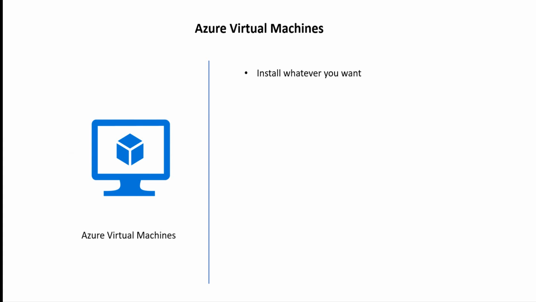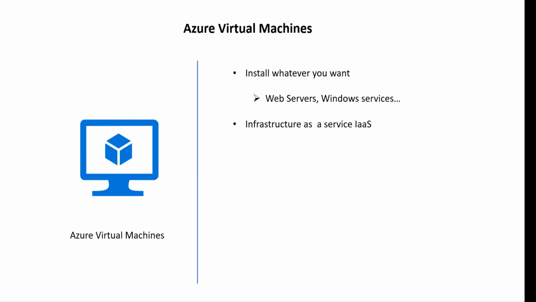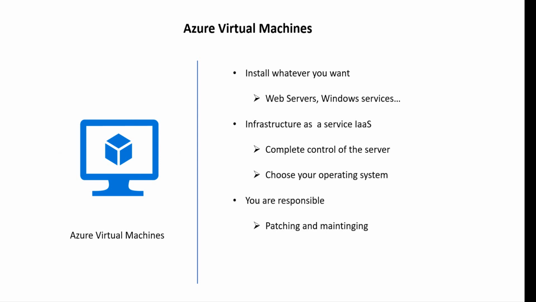That is, install whatever you want, in which server, in which region you want to install it. You can install a web server or a Windows service. It is an infrastructure as a service, IaaS. So to have complete control of your server, you can choose your operating system. You are responsible for these machines; you are patching and maintaining your machines alone.